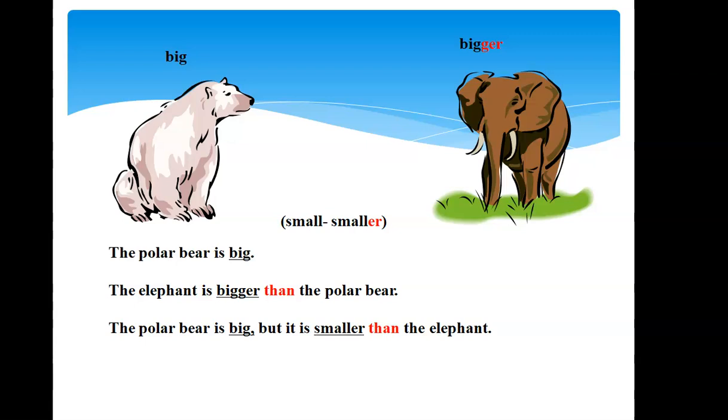Big, bigger, small, smaller. The polar bear is big. The elephant is bigger than the polar bear. The polar bear is big, but it is smaller than the elephant. Especially in the comparative adjectives, we add than.